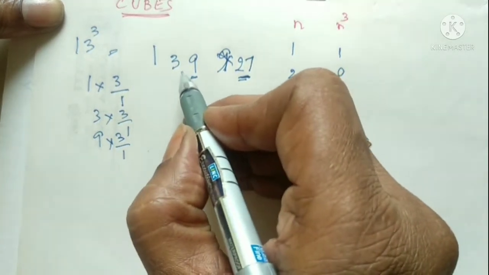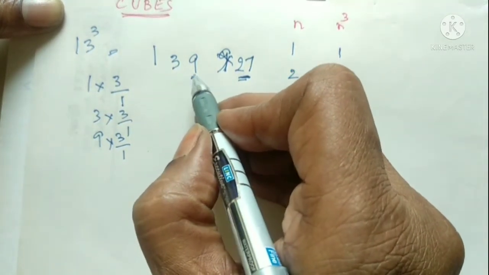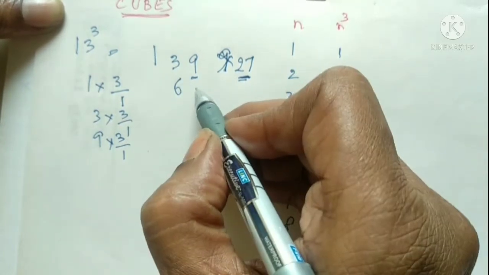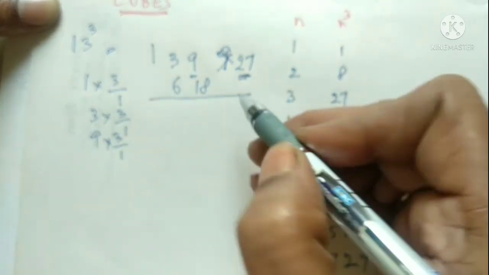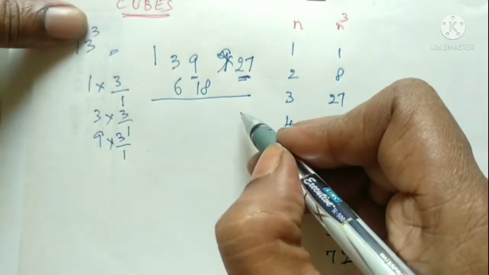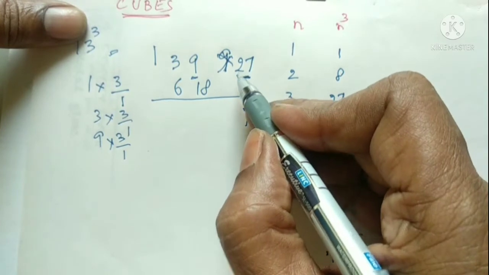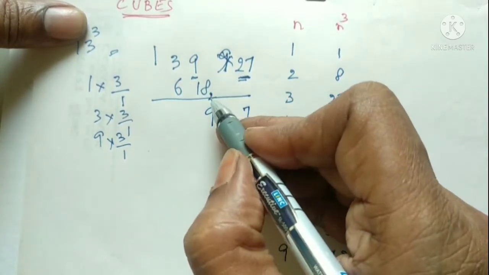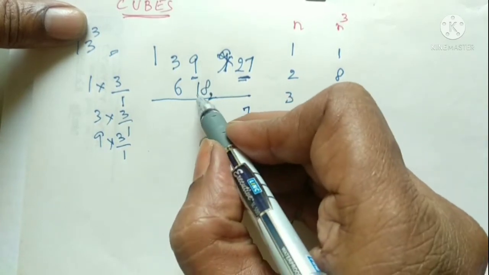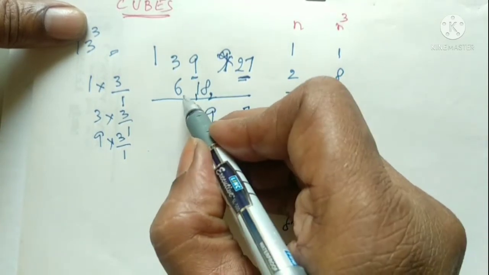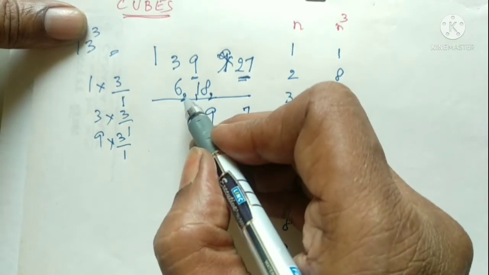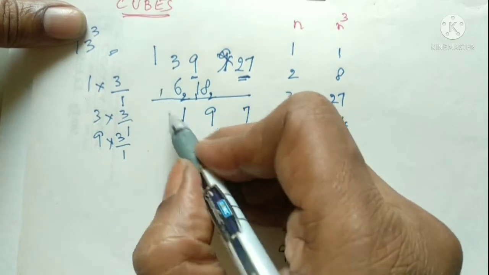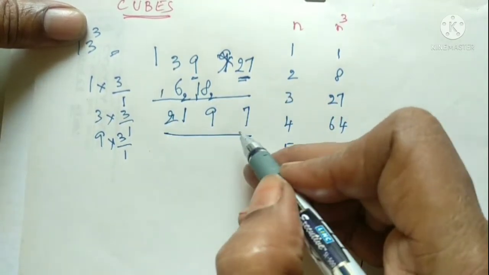Now, in between we have two digits. These two digits are to be doubled. Means 3 times 2 is 6, 9 times 2 is 18. Then we have to add. So 7. This 2 is to be added here. This is 9. 8 plus 2, 10 plus 9, 19. 1 plus 1, 2. 2 is to be added here. So 2 plus 6, 8. 8 plus 6, 1. So the answer is 2197.